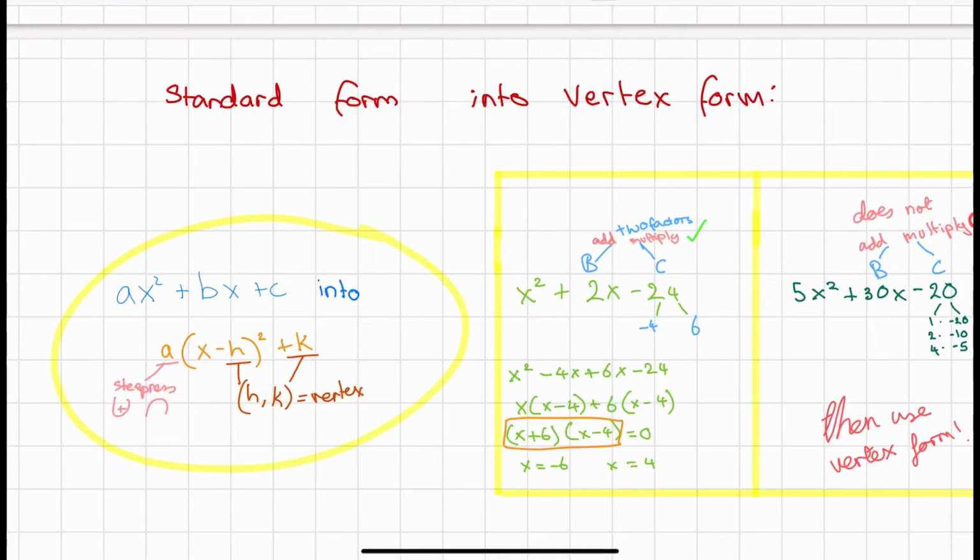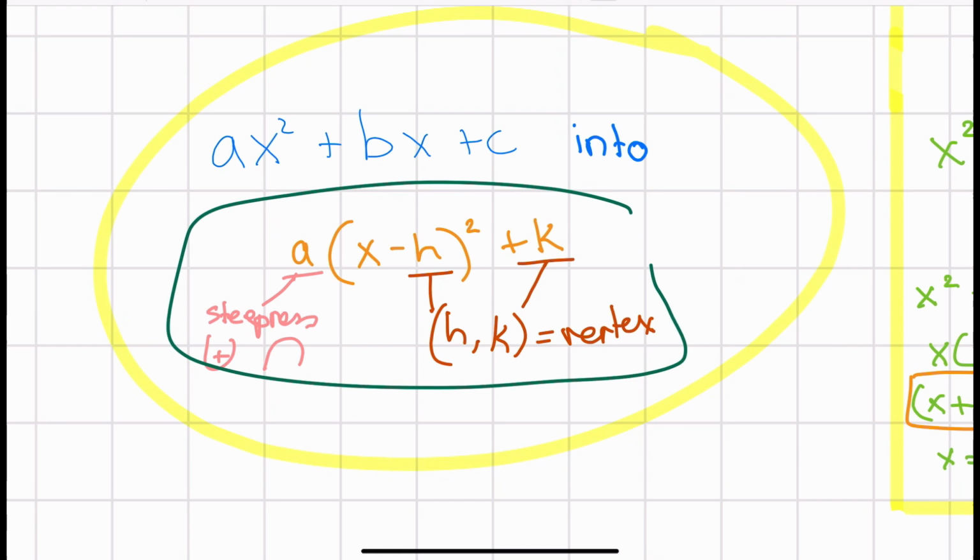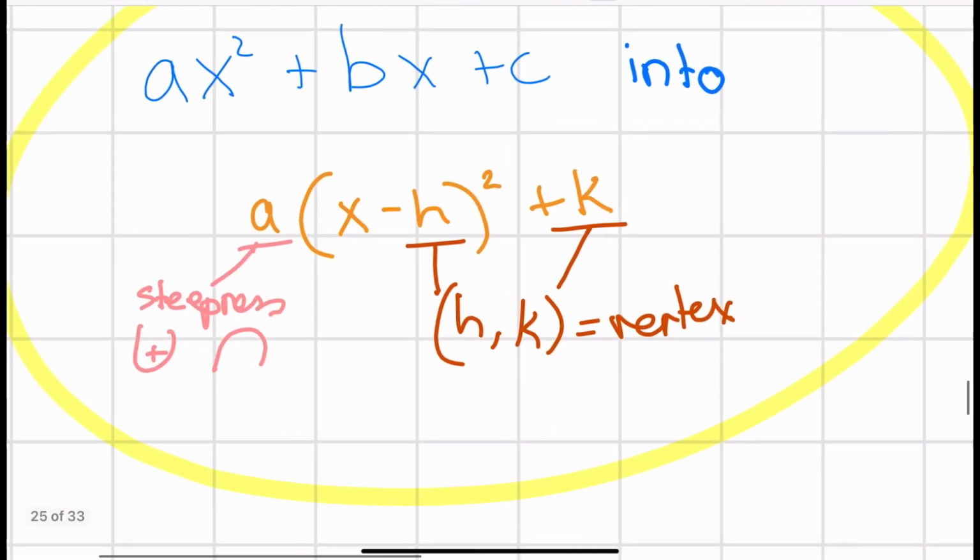Hello everyone, today I'll be showing you a very important method regarding quadratics, and that is to convert standard form into vertex form. What makes vertex form so special is that we can find the points of the vertex very easily by doing h, k. So h is the x-coordinate and k is the y-coordinate of the vertex of the parabola.